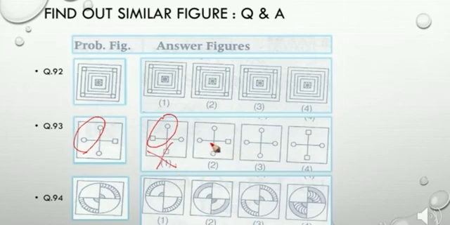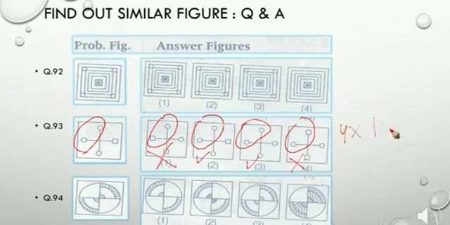Let's check in option 2. This portion we are checking. There's one circle here, another circle here. Similarly here one circle, another circle. So this is matching. Option 3, let's check. Again it is matching with the portion in the problem figure. Let's check for option 4. It's not matching because there should be 2 circles. Here it is a square. So option 4 and option 1 both are rejected.